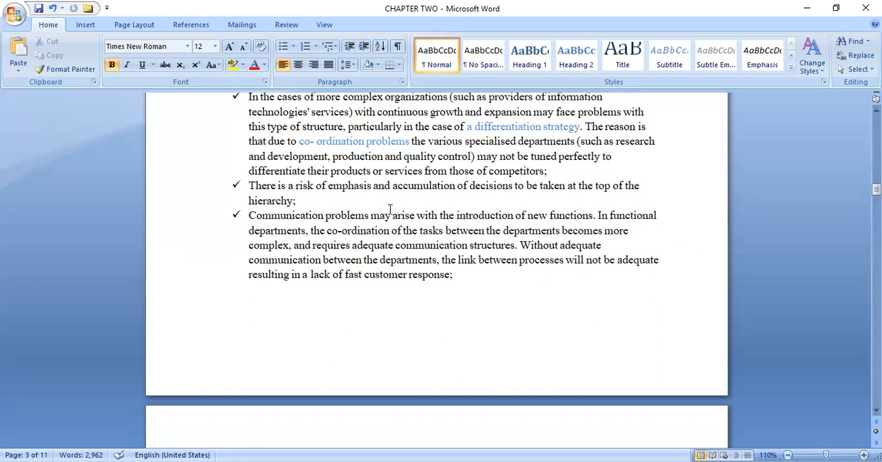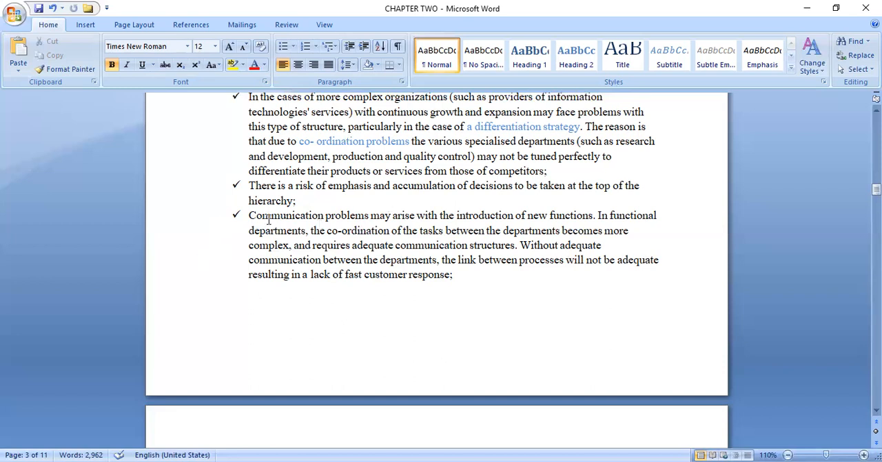So practically, it is a centralized kind of hierarchy. And we know that centralization, at the end of the day, does not give a chance for these other employees in the organization to contribute towards decision making. It becomes autocratic in nature, or what we call dictatorship.